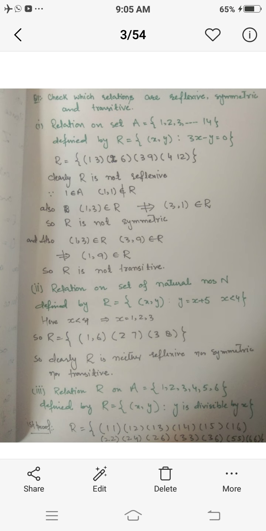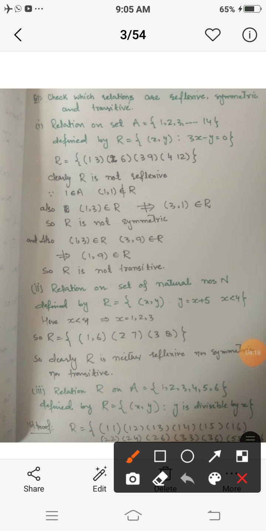Now the second part of this, we have to check the reflexivity, symmetry and transitivity of this relation defined on N, that is on the set of natural numbers, which is defined by (x, y) such that y equals x plus 5 and x is less than 4. So the conditions on these x and y are simply y equals x plus 5 and x is less than 4. We have to check whether this relation is reflexive, symmetric or transitive.